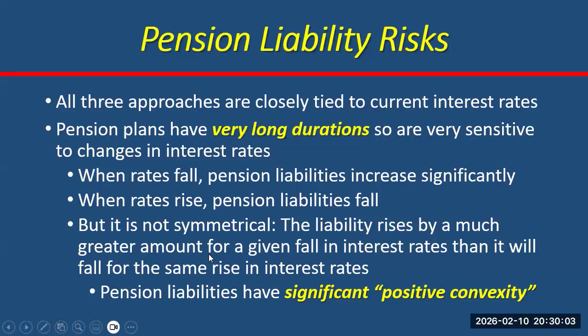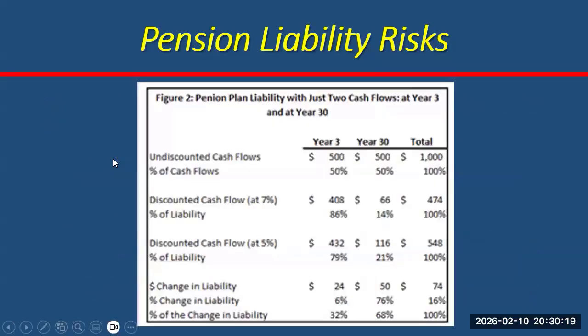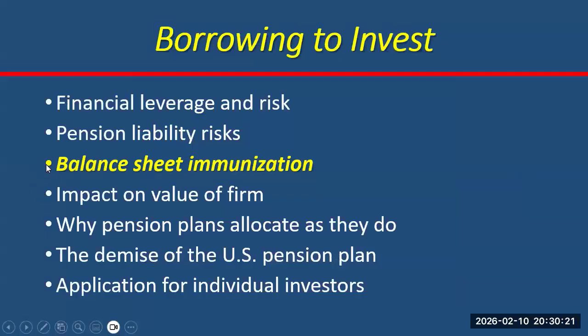But it's not symmetrical. These liabilities have very high positive convexity. They move up much more when interest rates fall than they fall when interest rates rise. That's really, really important. It makes it much more difficult to hedge. Y'all have seen that already, so you understand that.